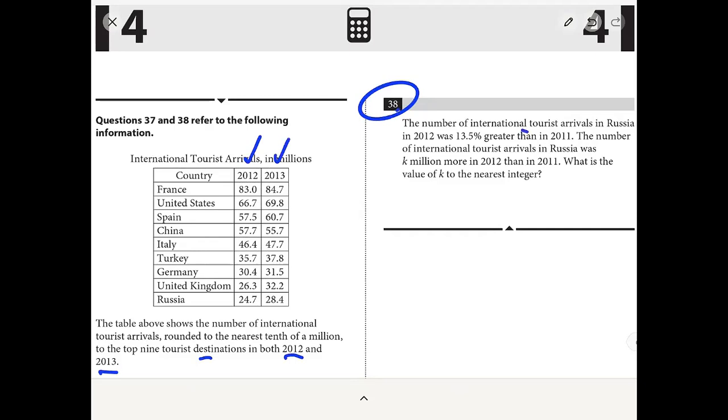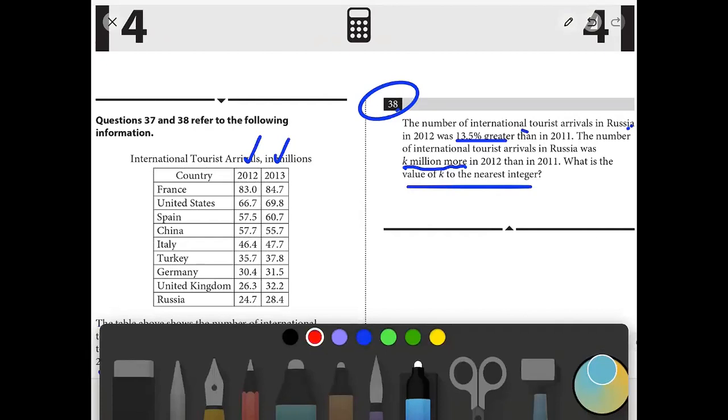It says the number of international tourist arrivals in Russia in 2012 was 13.5% greater than in 2011. The number of international tourist arrivals in Russia was K million more than in 2012. Well, let me say that again. The number of international tourist arrivals in Russia was K million more in 2012 than in 2011. What is the value of K to the nearest integer? I'm going to change colors here.